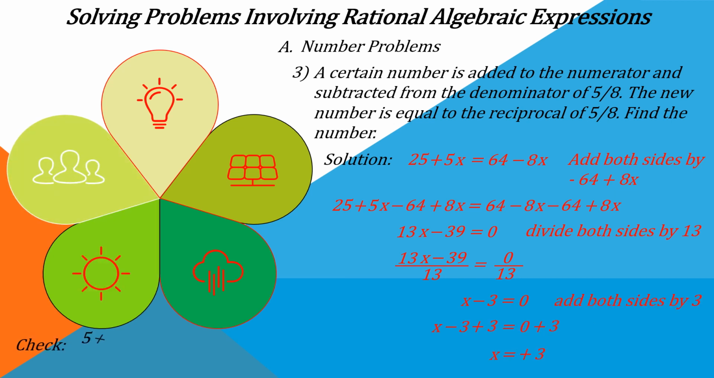So checking the answer, 5 plus x over 8 minus x is equal to 8 over 5. Substitute the value of x from the equation. 5 plus 3 over 8 minus 3 is equal to 8 over 5. And this is 8 over 5 equal to 8 over 5. Therefore, our answer, x equal to 3, is correct.